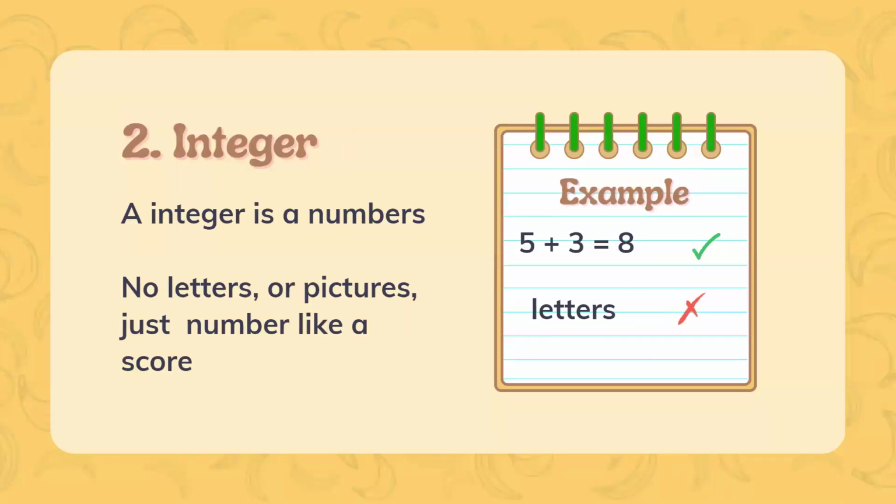Now let's do this. Number 2 is integer. Integer is numbers. Integer is numbers with no letters, no pictures, just numbers, like a score. Score, for example, in basketball. This is an integer number.